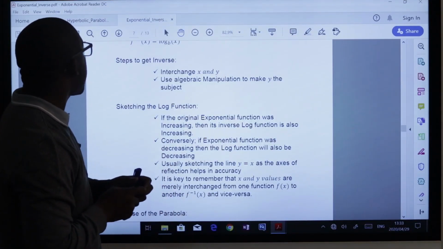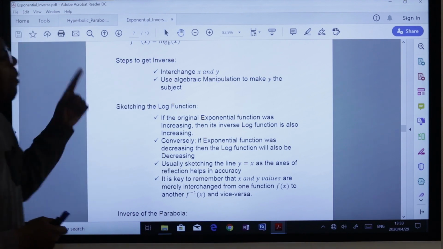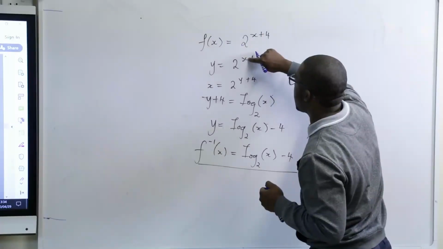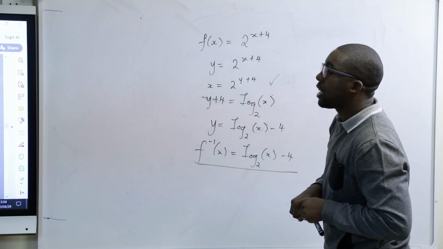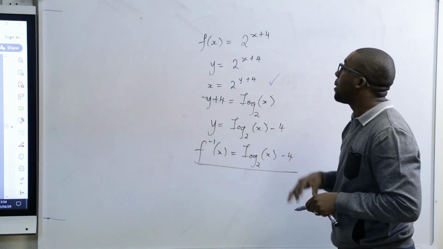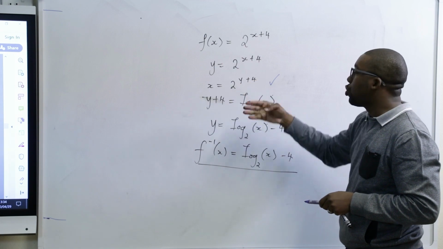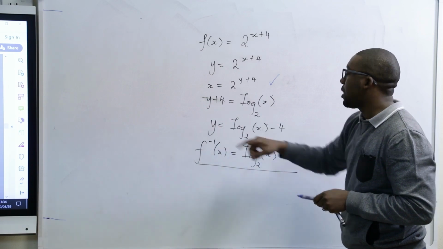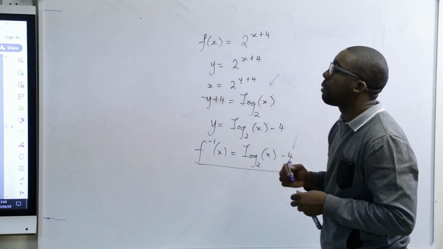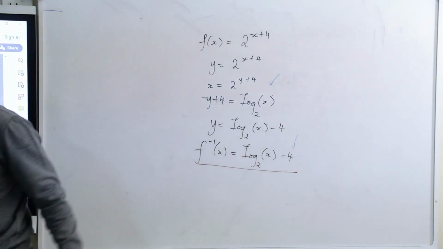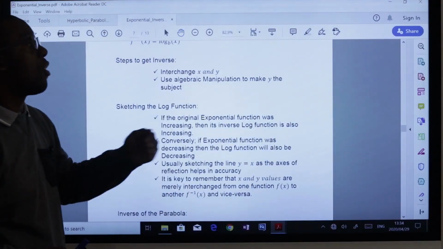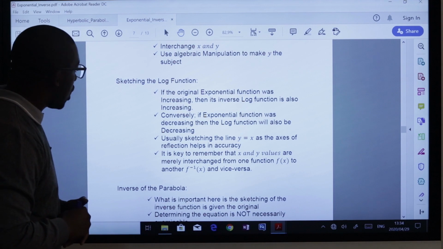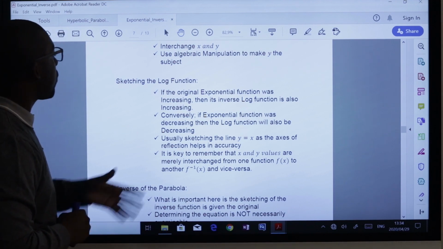Which are the two steps that I'm emphasizing here? Steps to get inverse. Number 1, interchange x and y. When you interchange, this y became x and this x became y. That's a mark. Then here, you get marks for your algebraic manipulation. You had an unknown exponent, so you had to use logarithms with a base of 2 to be able to make y the subject. So that is the second key step there. On average, there are 2 marks for this in an exam, but it could be 3 marks depending on the number of manipulations required.